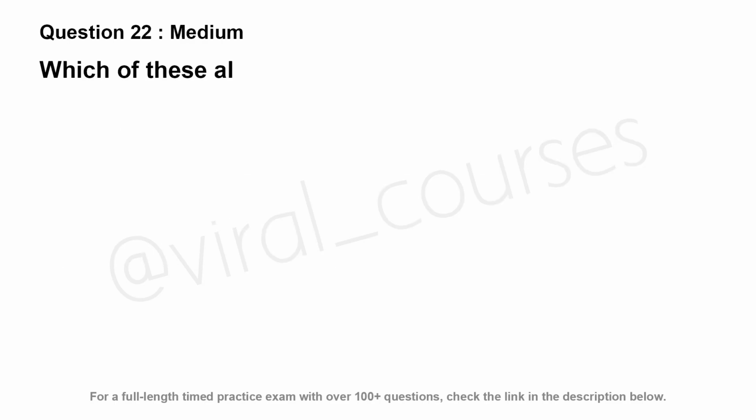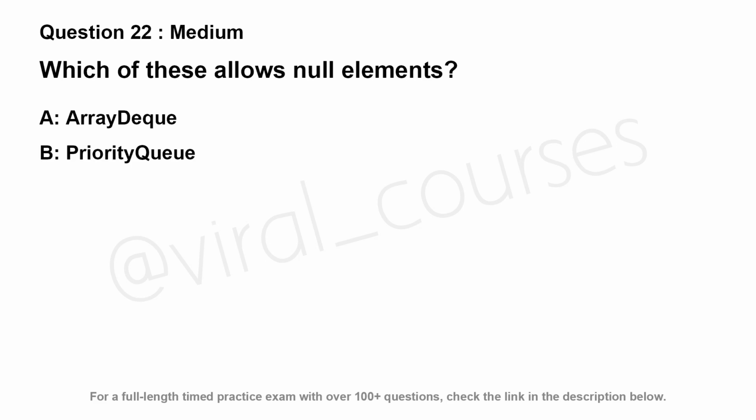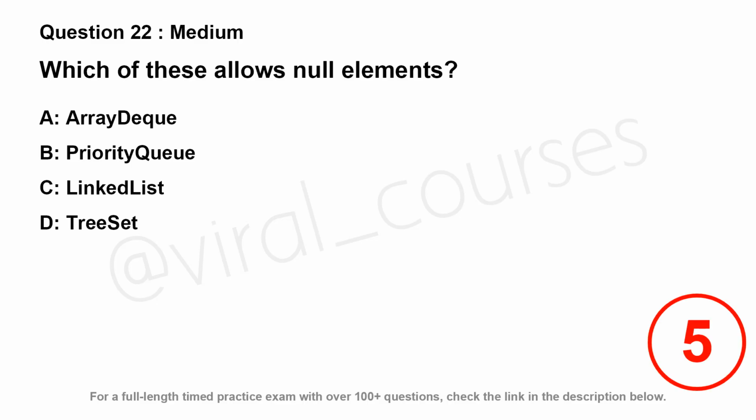Which of these allows null elements? Option A, ArrayDeque. Option B, PriorityQueue. Option C, LinkedList. Option D, TreeSet.